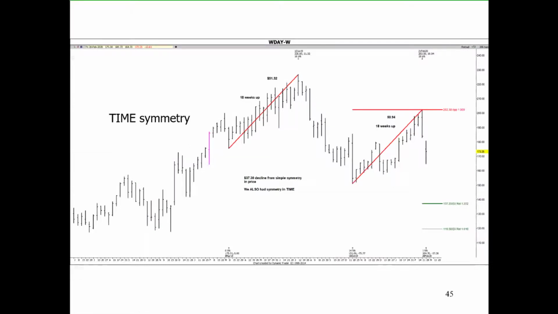All right, and then here's also time symmetry is very important to watch, because swings will be similar to other swings in both price and time. So in this example of W day on a weekly chart, I had a rally swing that I found was very similar to this, so I measured it. It was 18 weeks up. It was $51.32. And then I projected it from that low. And this was 18 weeks up and 50.94. So not exactly equal, but pretty dang close. So when you run into something like that, you definitely want to trail up those stops.